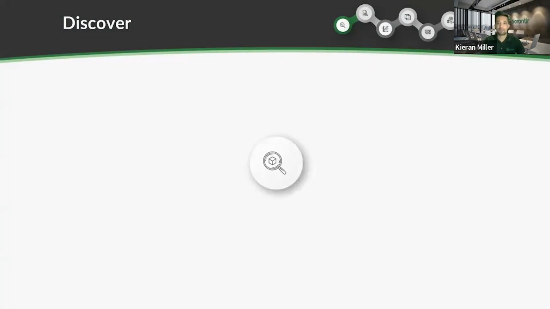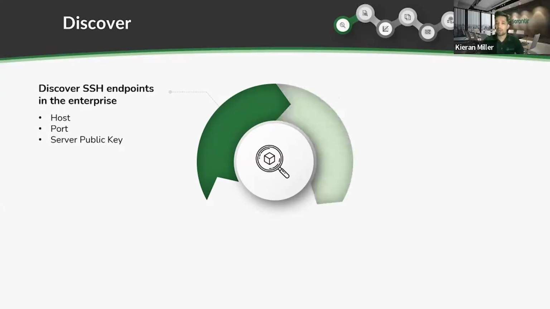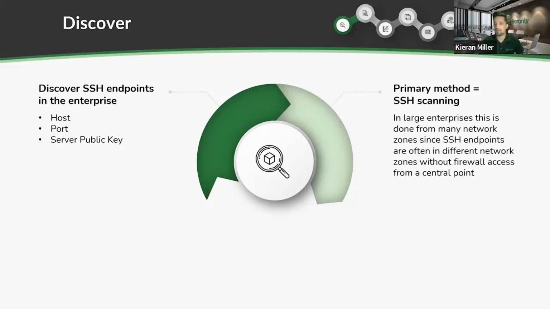So from the discover, the first thing we're going to do is discover the SSH endpoints in the enterprise. We're really just looking for the host, the port, and in some cases, the server public key. The way we do this, the primary method is port scanning. Port scanning works pretty well. In large enterprises, you can have different network zones. So you may run into some issues where you need to run the port scanning from multiple zones, but ultimately it's the same idea, just port scanning across all your different network segments.